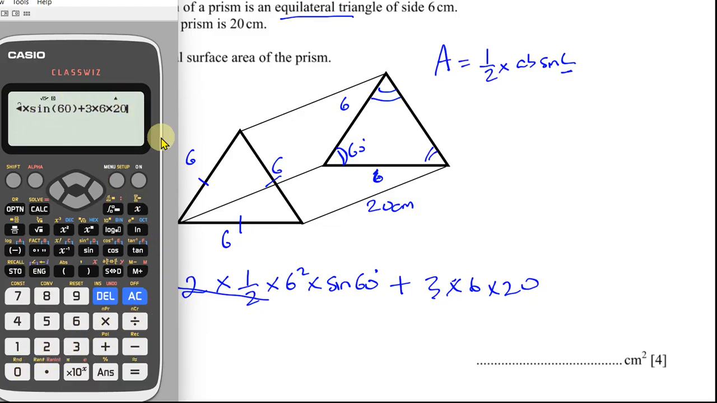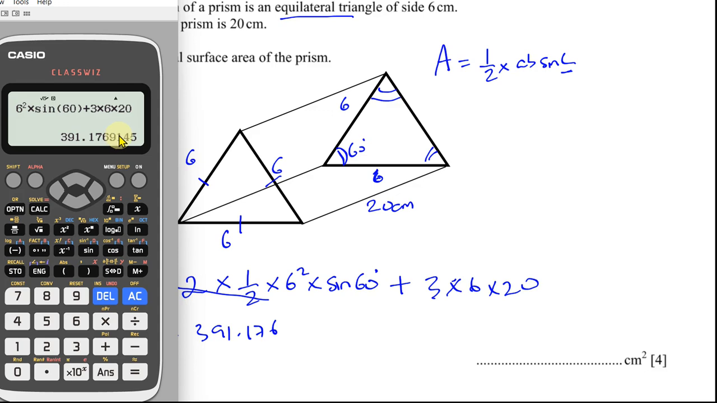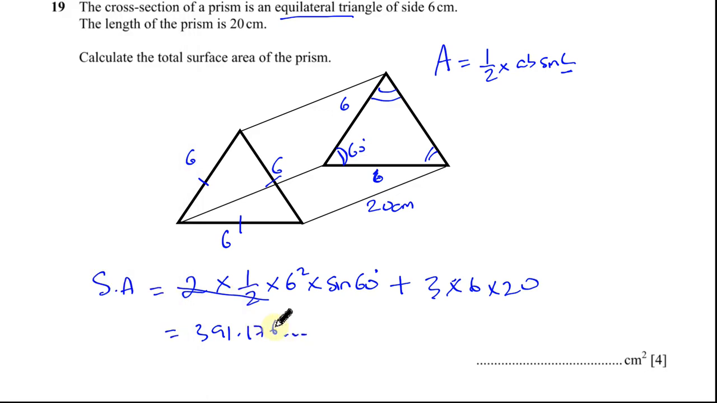Make sure we've entered everything correctly. Okay, so yep, the 2 and the half cancel out. Anyway, that gives us 391.176. Let's just make sure. This continues on, I'm not rounding, I'm just writing up to that number. And we have to round our answer to 3 significant figures, unless otherwise stated. That's going to be 391 square centimeters. If you round it to 3 SF, you stop there at the decimal point.